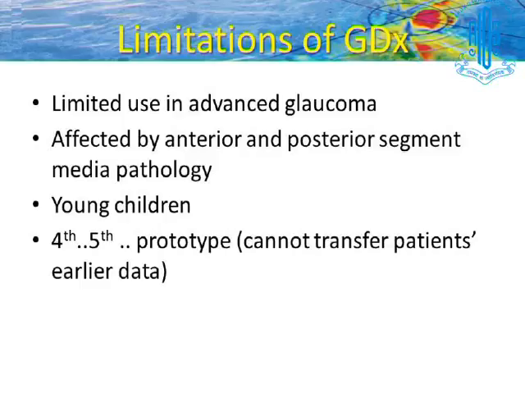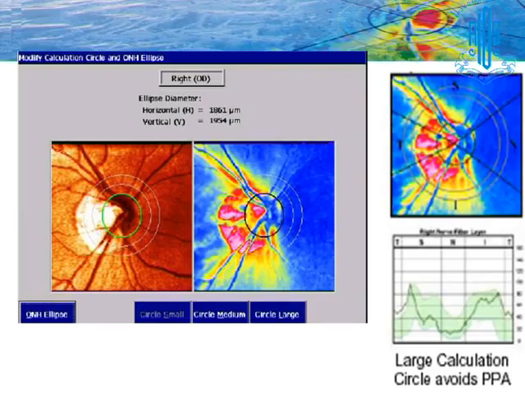What are the limitations of the technology? We cannot use it in advanced cases of glaucoma. It is affected by media opacity or anterior or posterior segment pathology. The normative database starts from 18, so it is not useful for young children. And most importantly for me, it cannot transfer patient data from an earlier prototype to the next generation prototype. And then if you have a tilted disc like this or a peripapillary atrophy, then you have to use the larger circle, which may not be applicable to the normal database comparison.